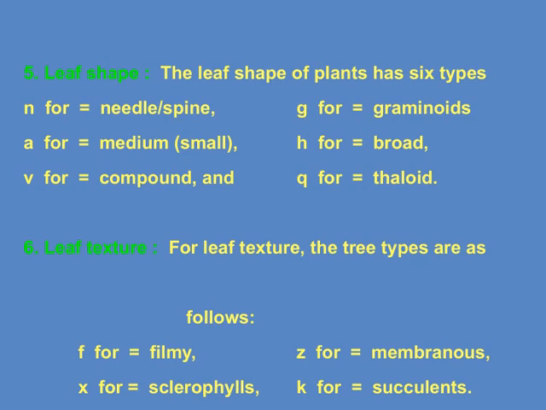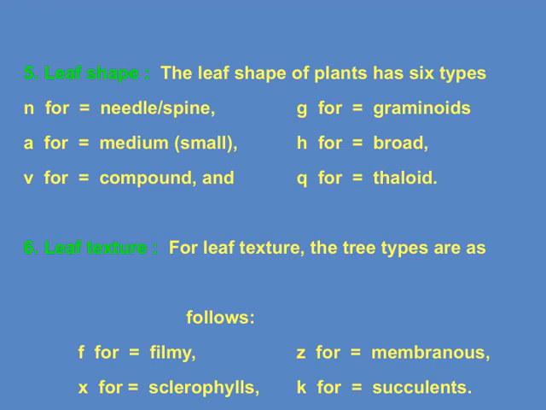Now let's take a look at leaf shape, which is a key characteristic in plant identification. There are 6 main types of leaf shapes we should be familiar with. First, the needle or spine-shaped leaves, represented by the letter N. These are typically thin and pointed, often found in conifers. Next, we have graminoids, marked by the G, which are grass-like leaves with a linear form. Then, there's the medium or small-sized leaves, indicated by a, which are quite common across various plant species.